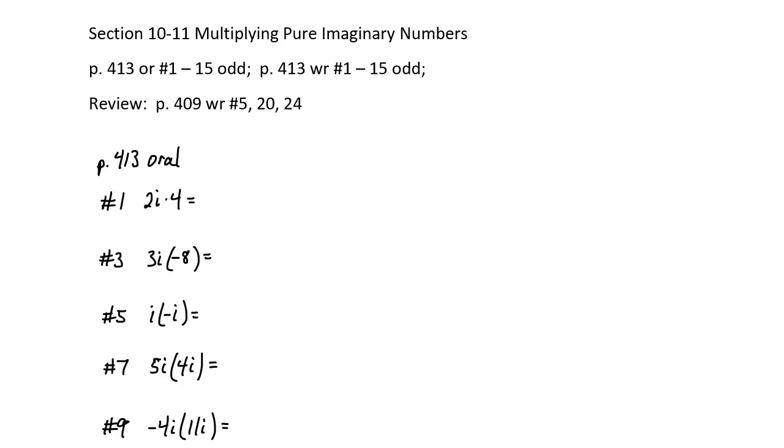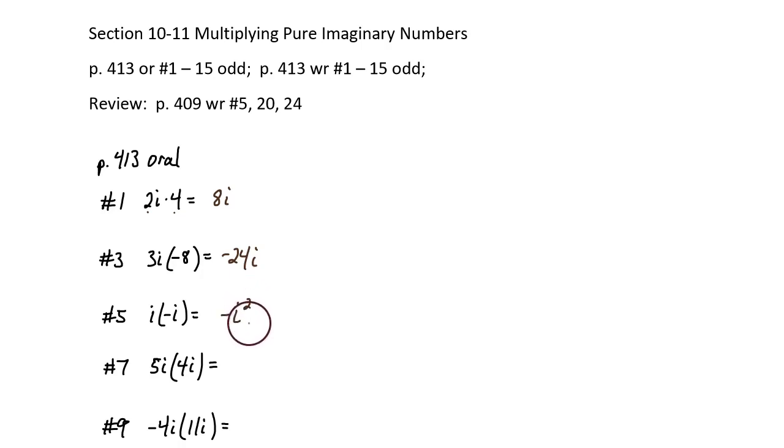Here are the answers for the section 10-11 assignment. Question 1, we're asked to multiply these together. So multiply the coefficients together. 2 times 4 is 8i. Number 3, same thing, you get negative 24i. Number 5, I times negative I is negative I squared.